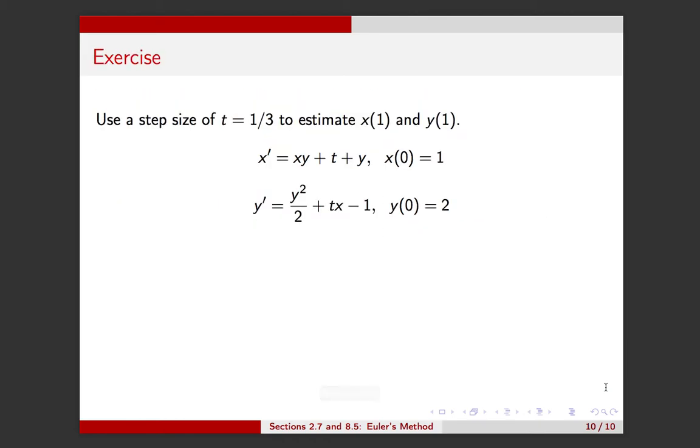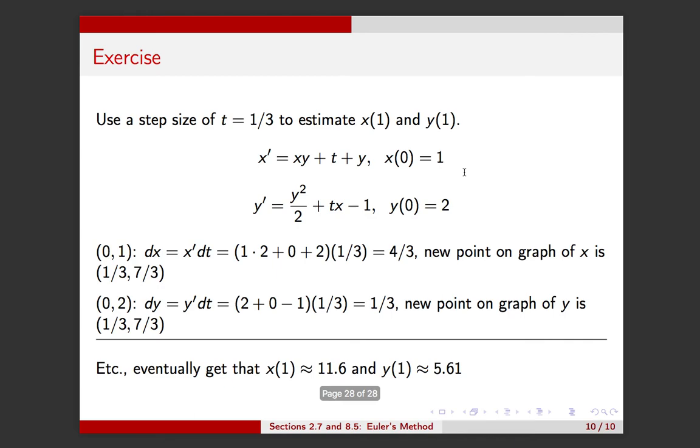So finally here, I want you to do this exercise. Use a step size of t equals a third. So take a third second steps to the right to estimate these two values. So what does that mean? You're going to go from t equals 0 where you know things, to t equals a third, to t equals 2/3, to t equals 1, and figure out what these values are, or what you estimate them to be. So pause the video and I'll see you back in a second in my time.